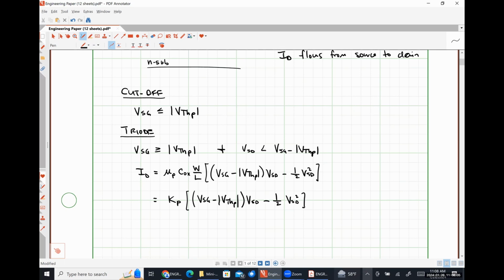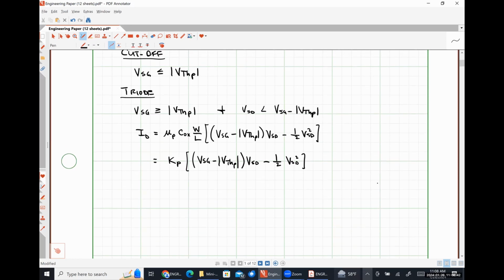So incredibly similar to what our triode relationships look like for an NMOS device, except that our subscripts have changed from GS to SG, from DS to SD. We're using an absolute value sign to take into account that our threshold voltage is arbitrarily negative. And we have a KP instead of a KN because we're using the P channel mobility as opposed to the electron mobility, so we're using hole mobility as opposed to electron mobility for our majority charge carriers, right?